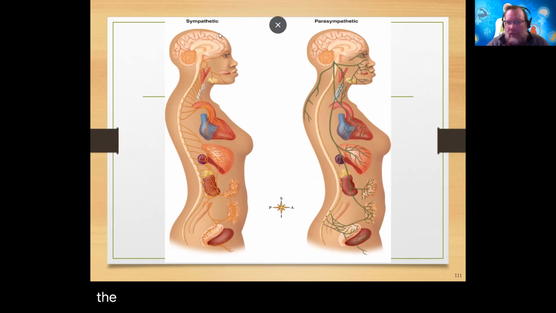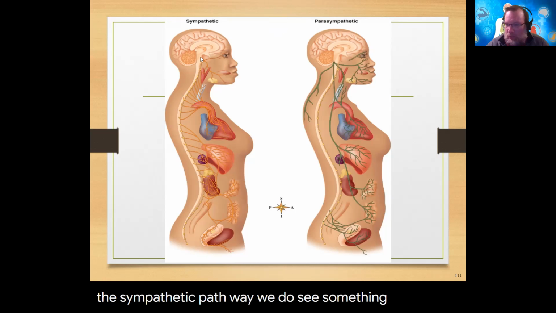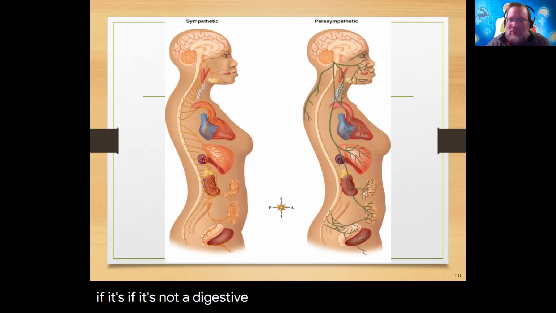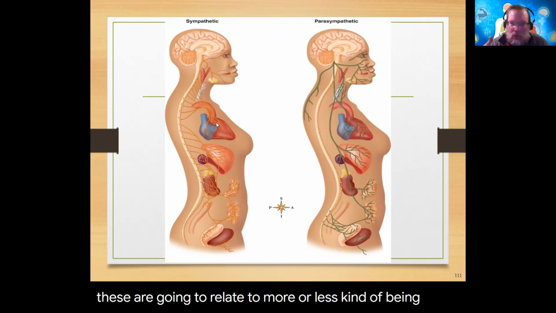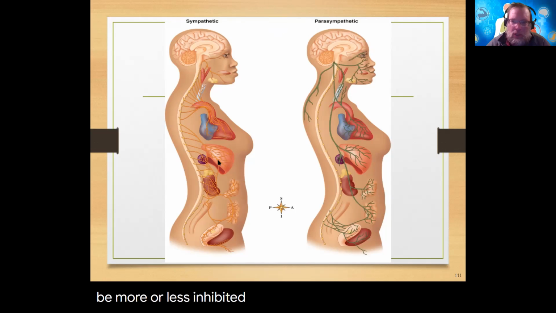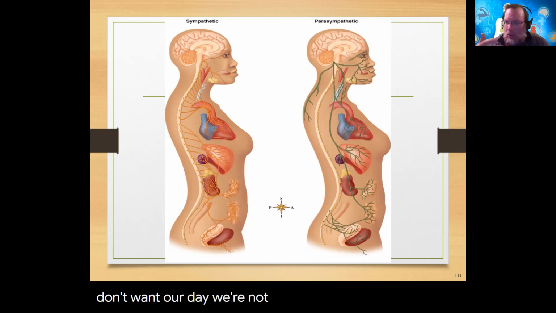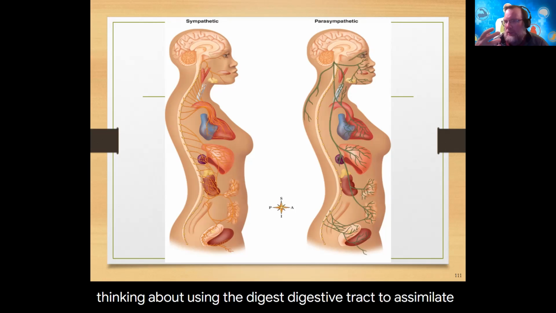When we come over to the sympathetic pathway, we do see something a little bit different. We don't have that direct link throughout the body with these organs. If it's not a digestive organ on the sympathetic side, these are going to relate to more or less stimulatory or excitatory pathways. The digestive would be more or less inhibitory pathways of the sympathetic, because again, when we're getting chased by the bear, we're not thinking about hunger. We're not thinking about using the digestive tract to assimilate nutrients and package waste.